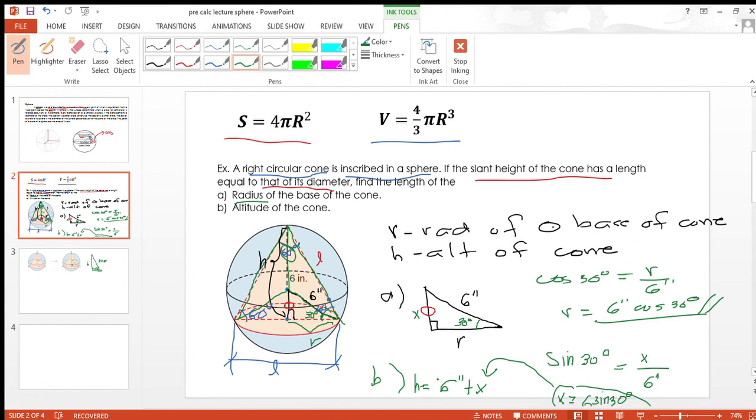Okay, so that completes the solution for this particular problem, and that ends the section for solid mensuration. Okay, so we will be considering now the section on analytic geometry.